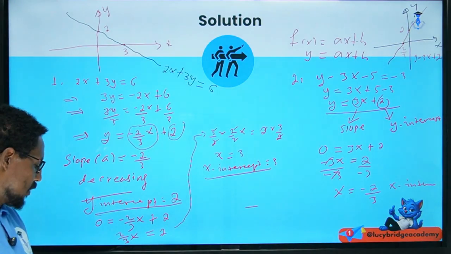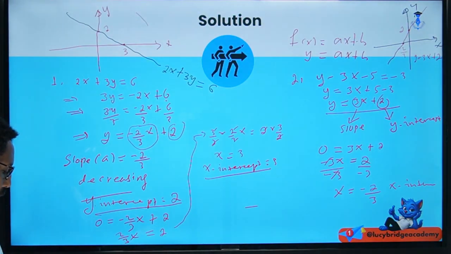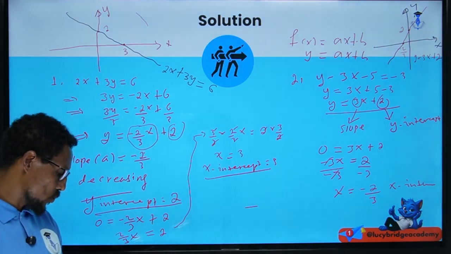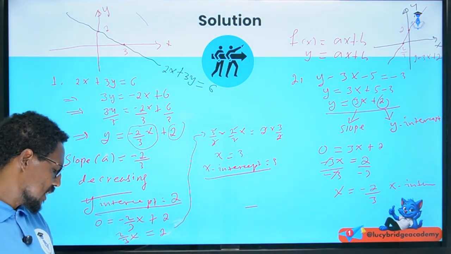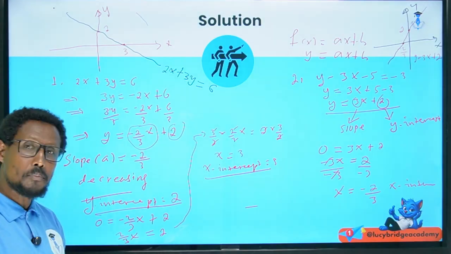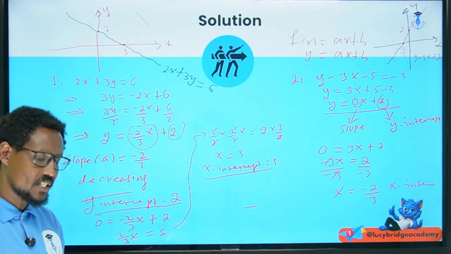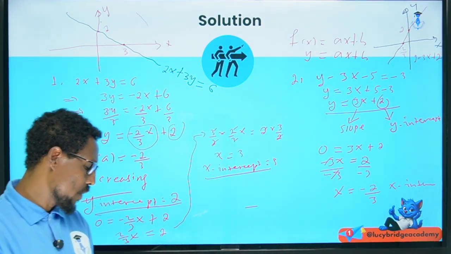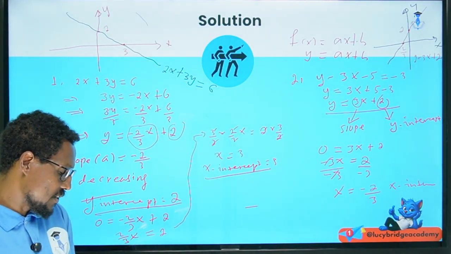But the first one, since the slope is negative, which is negative 2 over 3, therefore the line goes from top left to bottom right, or we call it decreasing. This is decreasing, right?